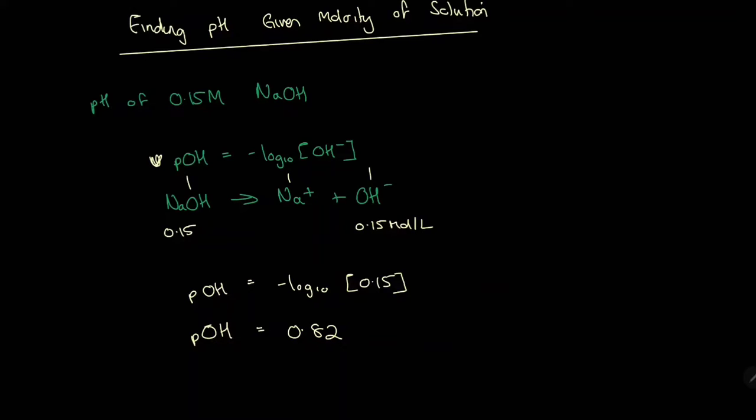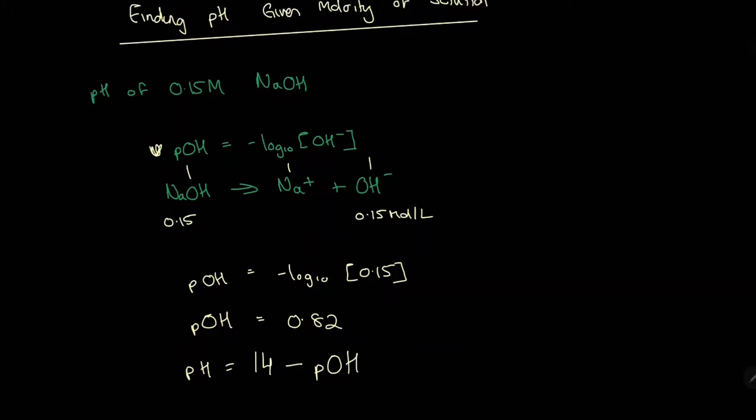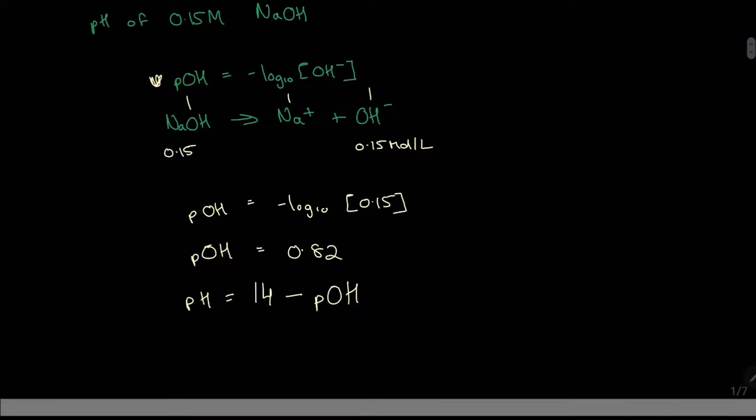Now 0.82 shows that it's almost acidic, but this is not the power of the hydrogen ion. It's the power of the hydroxide ion. So to find the pH, this is the new formula. We're going to take 14, which is the end number of our pH scale, and minus the power of the hydroxide ion.